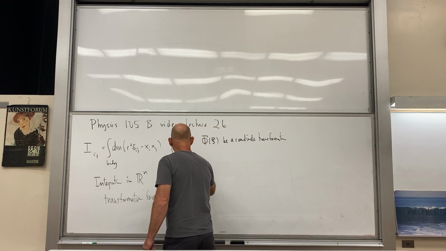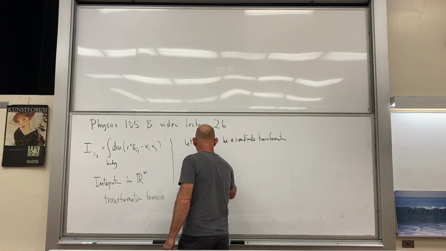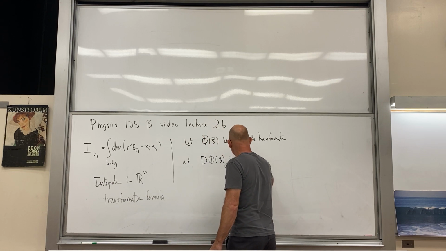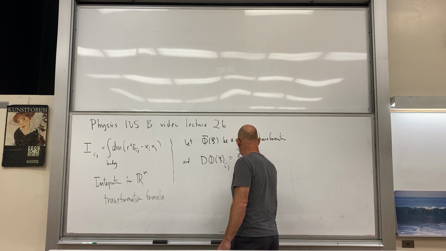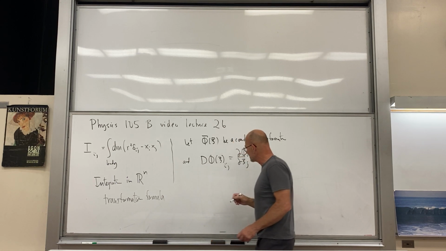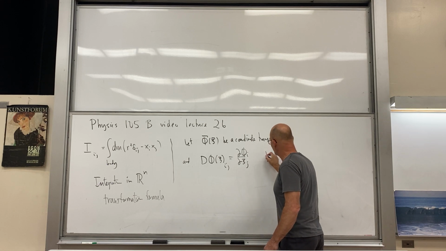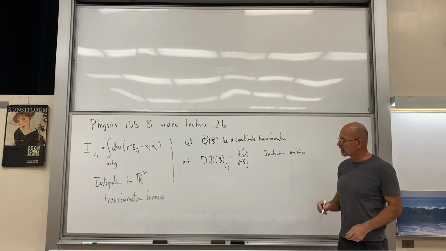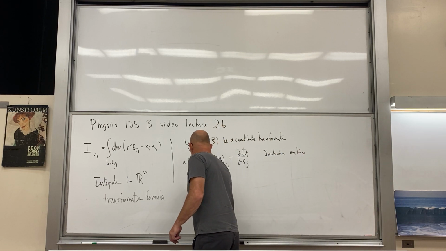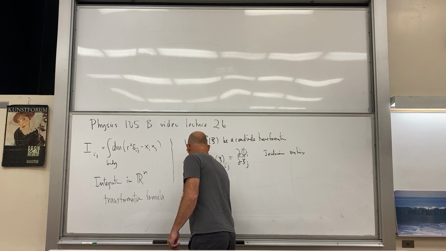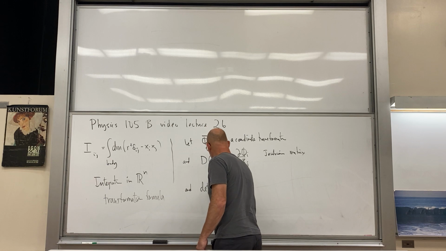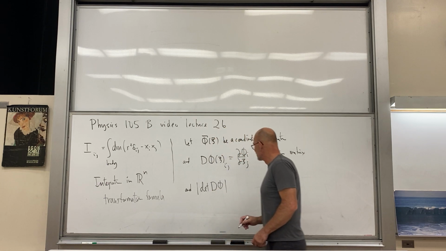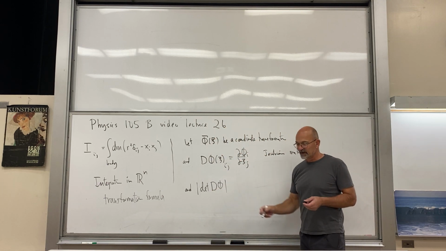And let d phi of c be a matrix, d phi sub i d c sub j. That's called the Jacobian matrix. And then we have its determinant. We've got the determinant of this d phi, magnitude, which will be the determinant of this matrix and its magnitude.